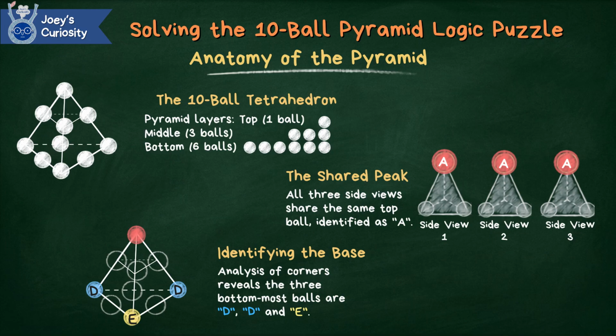Second, we map the visible faces. By looking at how the edges of our 3 side views overlap, we can spot the rest of our inventory. The bottom corners give us 2 Ds and an E. The middle layer holds a B, a C, and an E. And those remaining bottom edges reveal our second B and C.